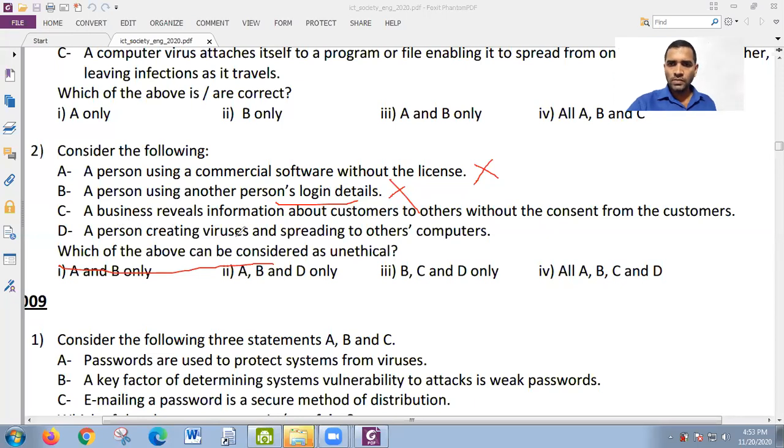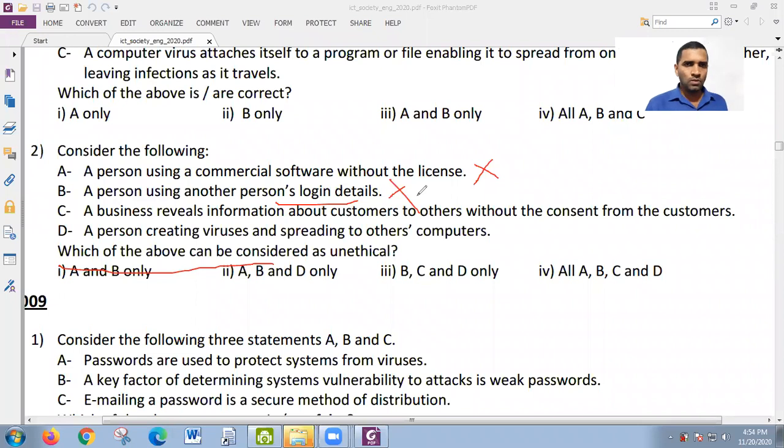C. A business reveals information about customers to others without the consent of the customers. We had a similar statement in previous years, right? A business reveals information about customers to others without the consent of the customers, right? You are running a business, you have customers, and you have their information like phone numbers, maybe email addresses, some other things, right? Now another company requests you to give the customers' details, their phone numbers and emails.